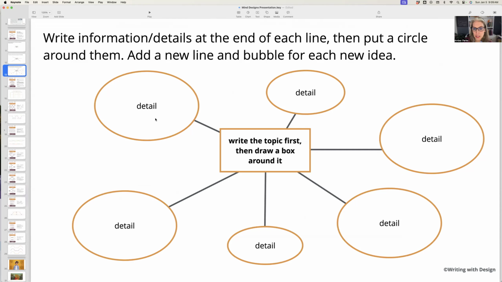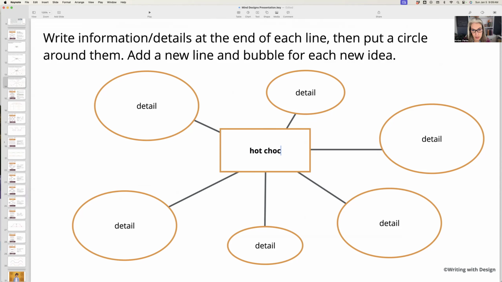And ultimately, it's going to look like this. We'll put a bubble for each of the ideas that we want. So I'm going to just duplicate this slide and make this for us. So what did we read about? Well, we read about hot chocolate. Okay, and what are some of the things that we recall from the article? Well, we could say people have been drinking it for 3,000 years.